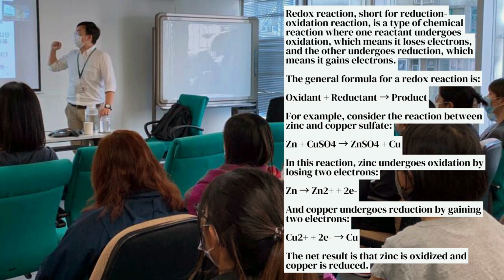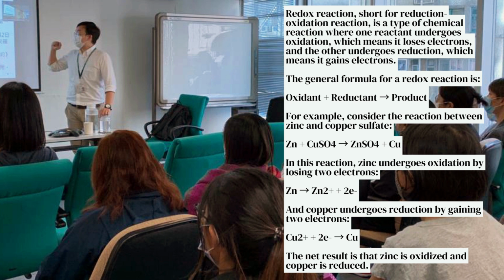Redox reaction, short for reduction-oxidation reaction, is a type of chemical reaction where one reactant undergoes oxidation, which means it loses electrons, and the other undergoes reduction, which means it gains electrons. The general formula for a redox reaction is oxidant plus reductant gives product.